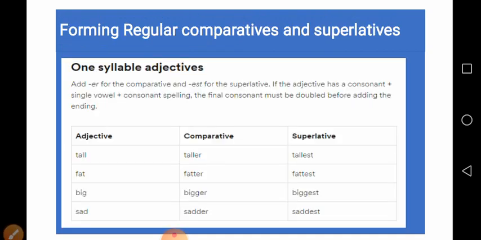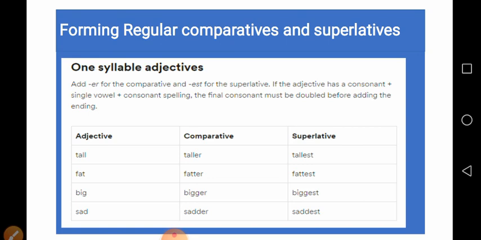Now, forming regular comparative and superlative. Adjective plays a very important role in degrees, because we modify adjectives in their comparative form or superlative form while making a comparative degree or superlative degree.